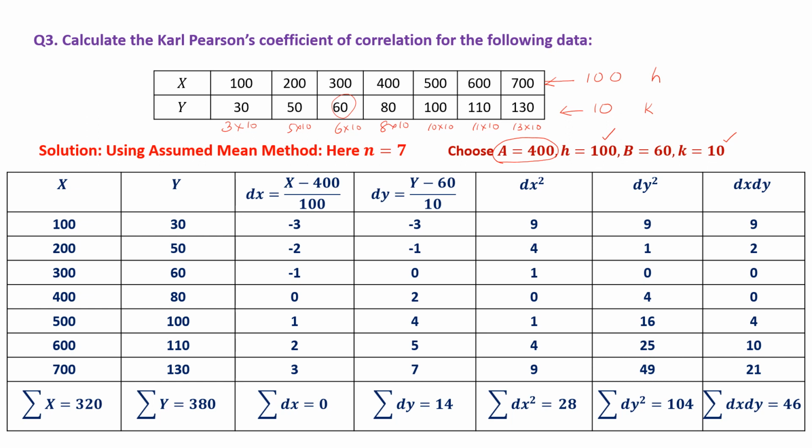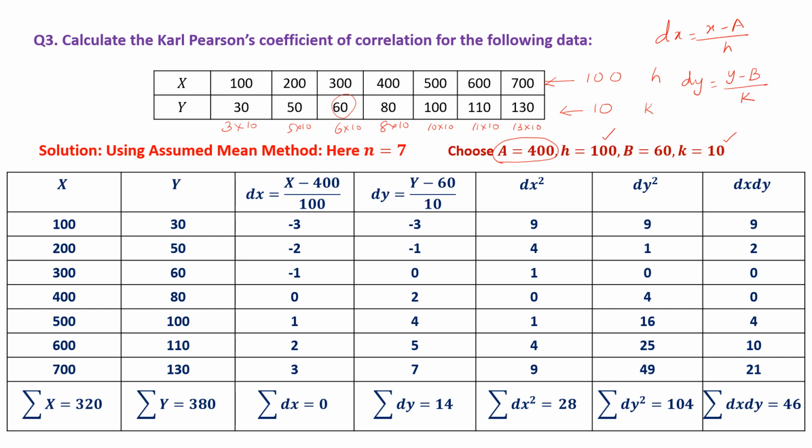Thereby, the bigger values, the number of values that you're given, which are equally high in quantity, are now simplified by this assumption. So in the assumed mean method, we have now taken dx to be x minus a divided by h, and dy to be y minus b divided by k, and I have now simplified it.